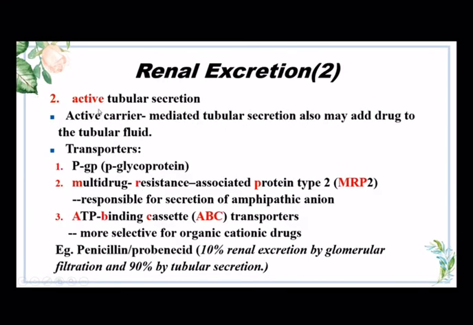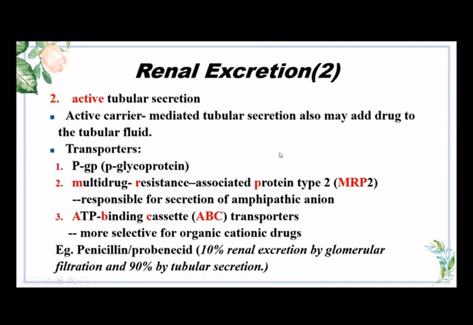The second factor influencing renal excretion is active tubular secretion. Active carrier-mediated tubular secretion also may add drugs to the tubular fluid. There are three major transporters. 1. P-glycoprotein. 2. Multidrug resistance-associated protein type 2, MRP2. They are responsible for secretion of amphipathic anions. 3. ATP-binding cassette transporters, ABC transporters. It's more selective for organic cationic drugs.